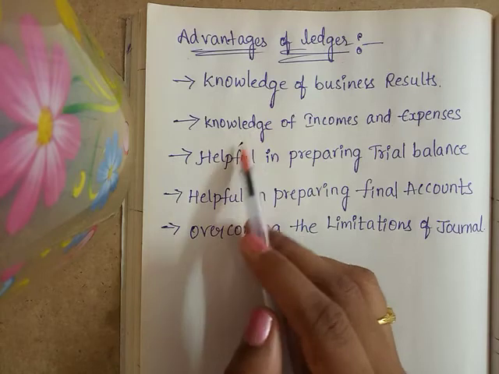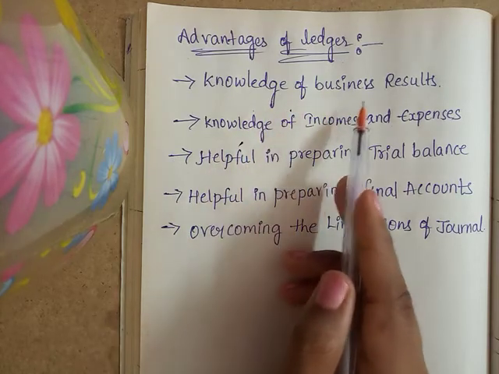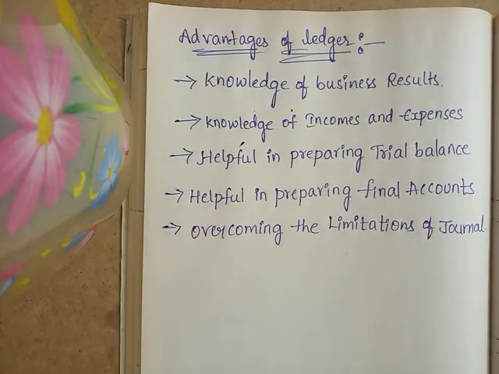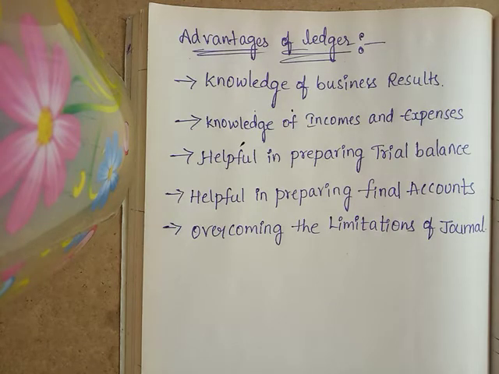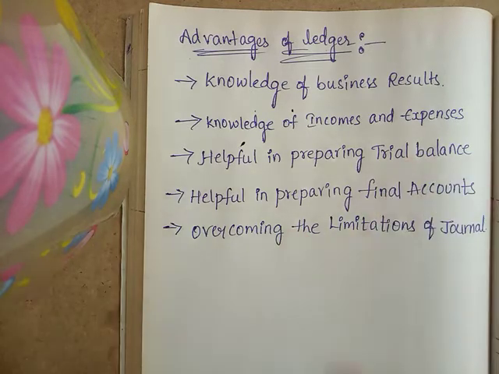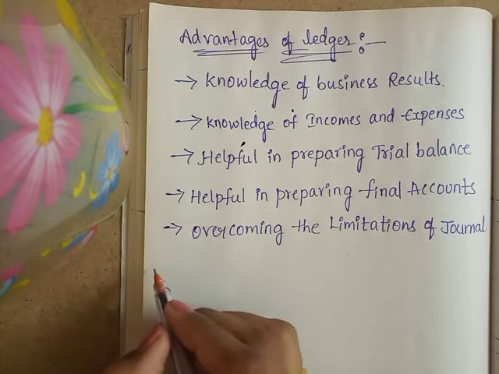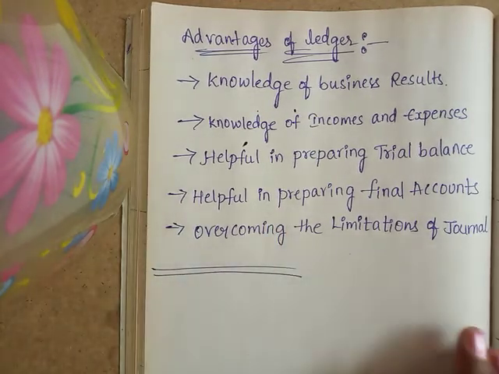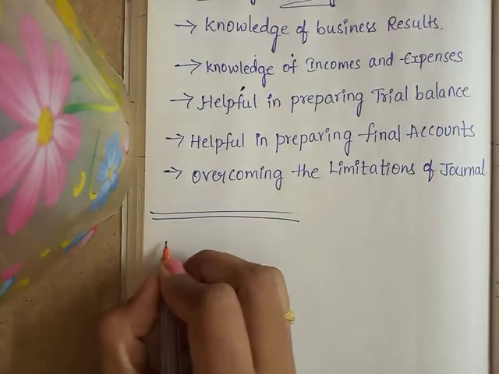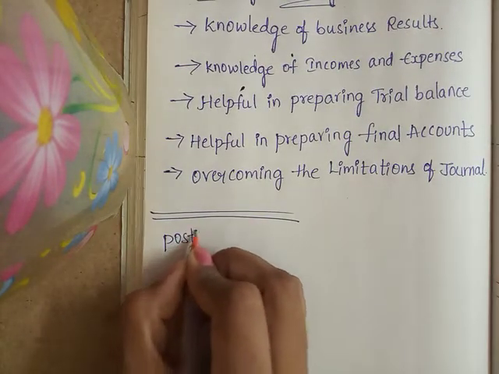So the first one is what? Knowledge of business results. Before going to this, write down the meaning of posting. Afterwards I will explain the advantages of ledger. In ledger, the main thing is posting.